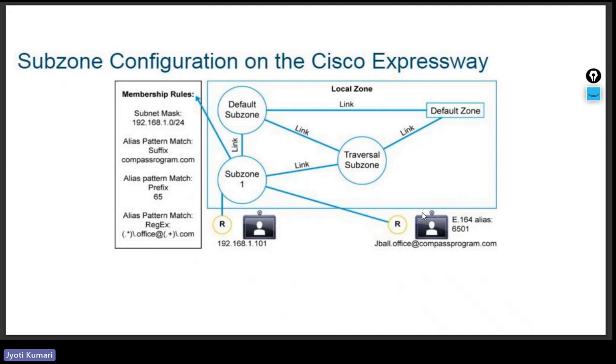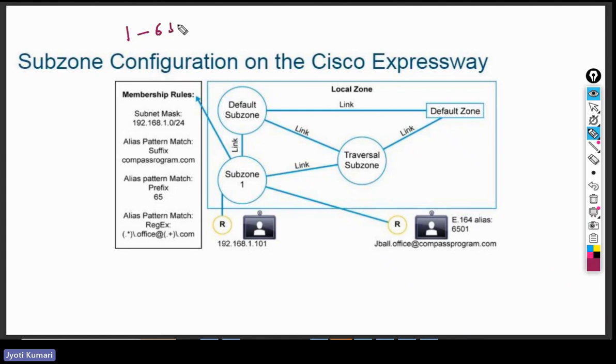So the Expressway will look at the available rules in the order of their priority. The priority can be anywhere between 1 and 65534. So when we are creating these rules, we have to apply a priority value from this range. And the lower is preferred. So keeping that in mind.